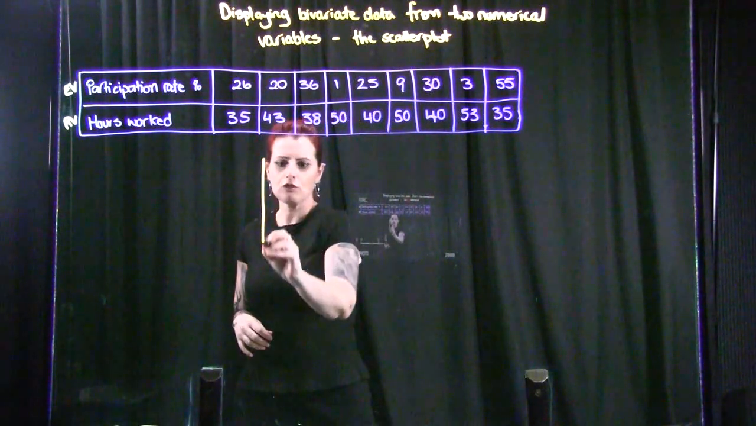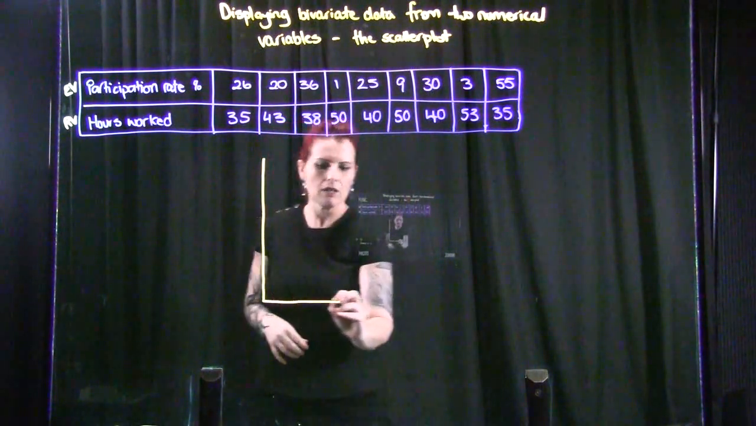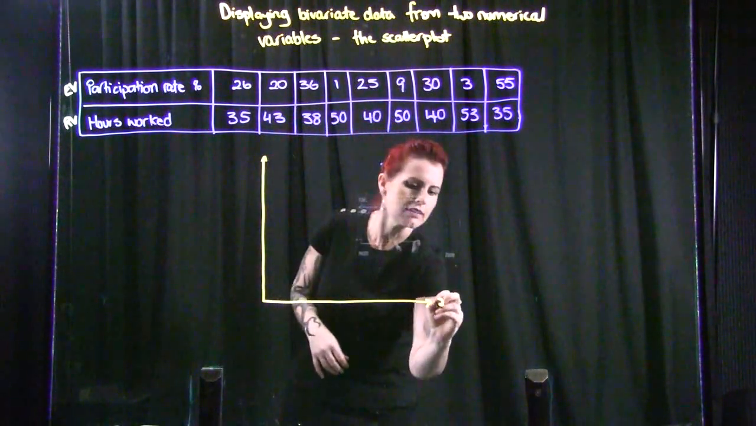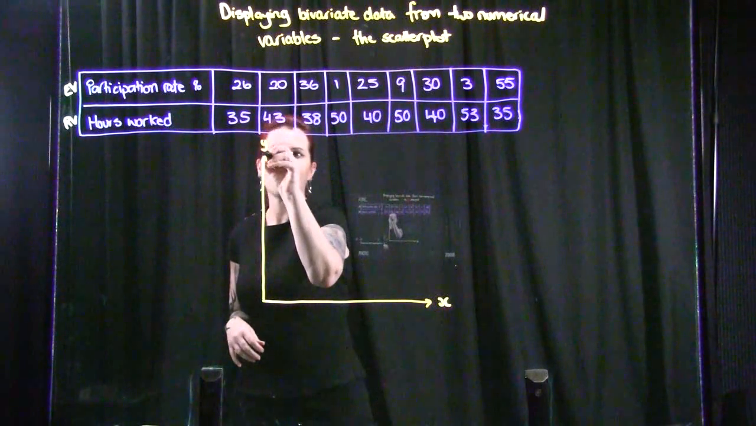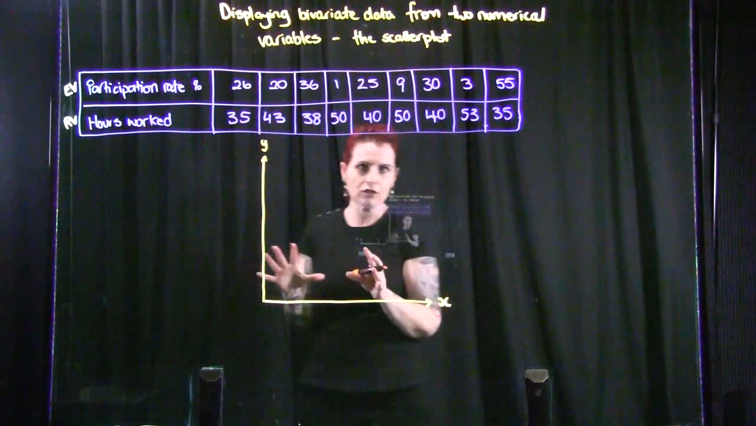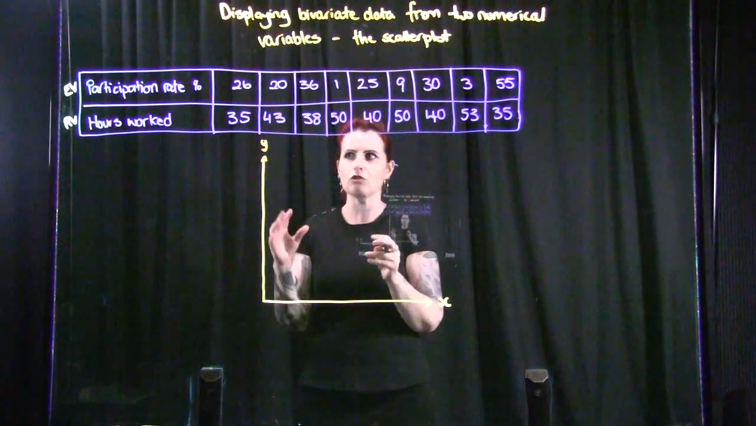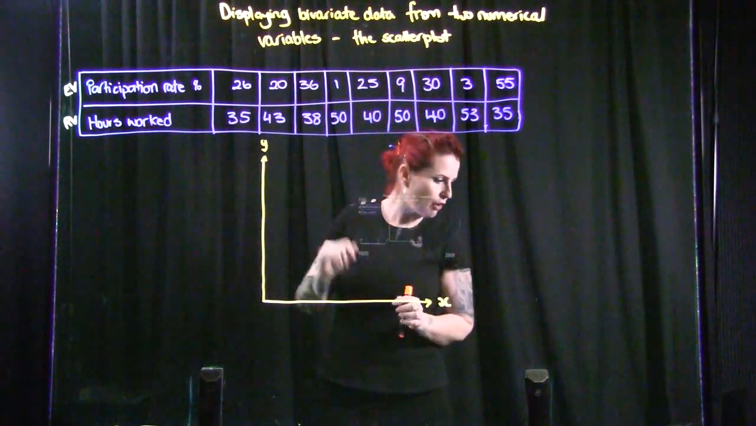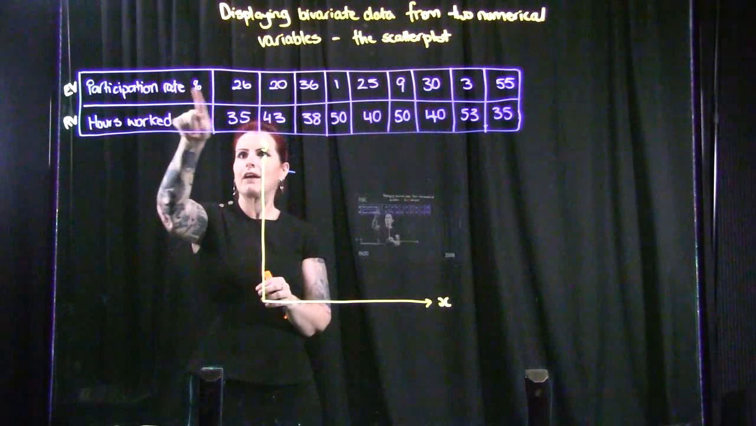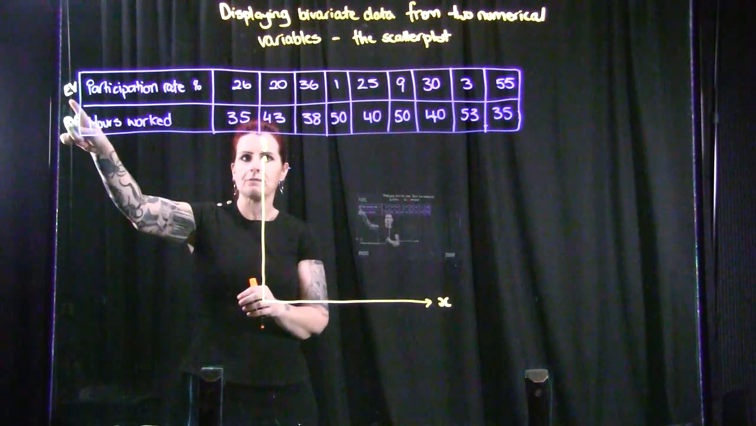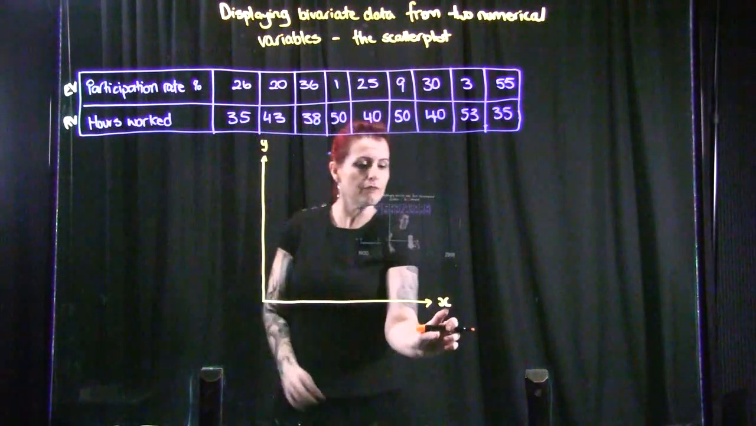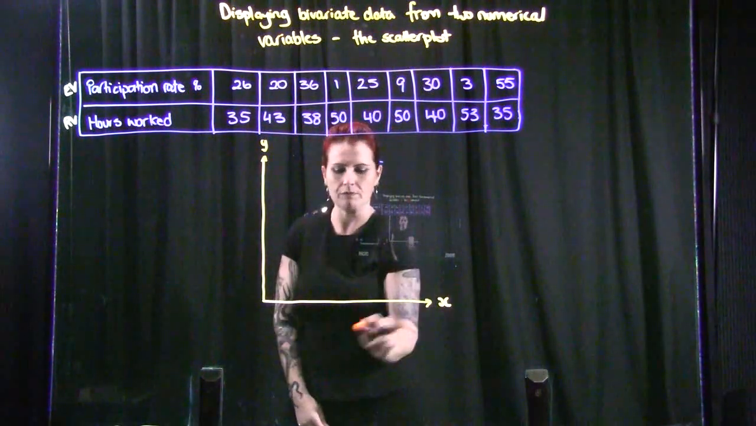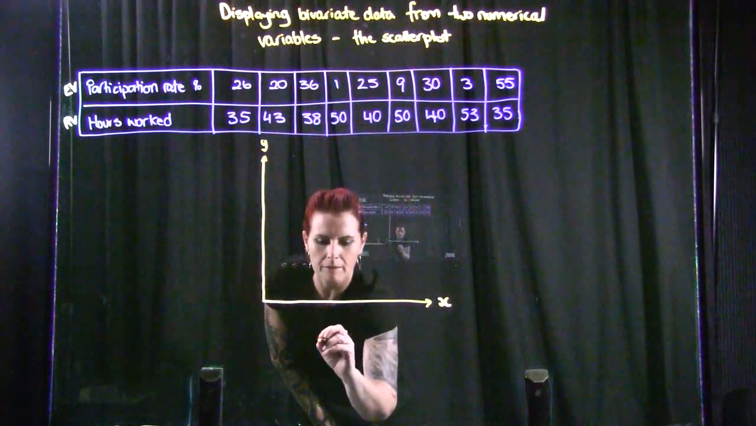So we end up with two axes, our x and y axes. So remember, this is our x, this is our y. Now, for this to work, you need to ensure that you have your variables on the right axes. So your participation rate is your explanatory variable. Your explanatory variable is your x variable. It's the one that goes on the horizontal.